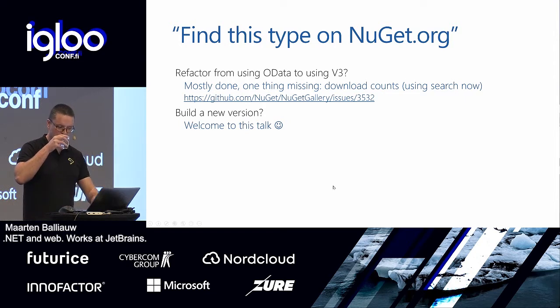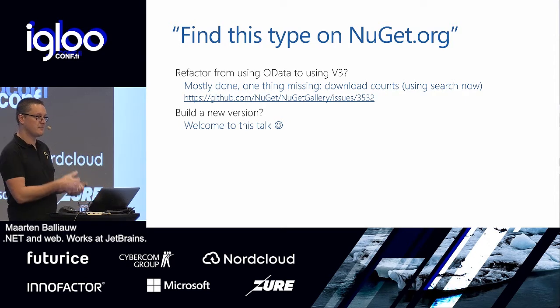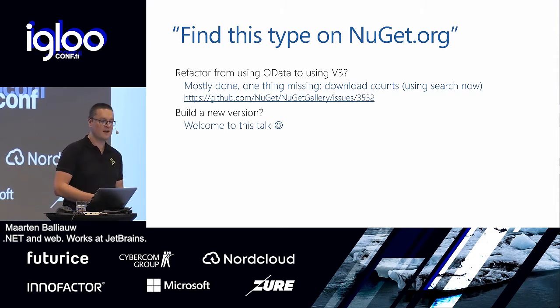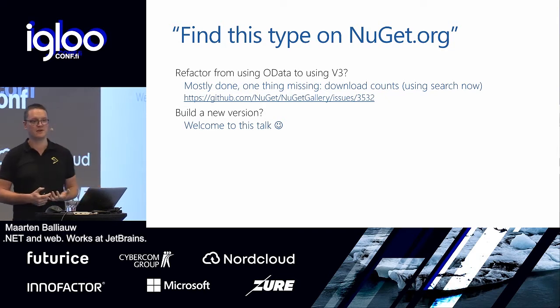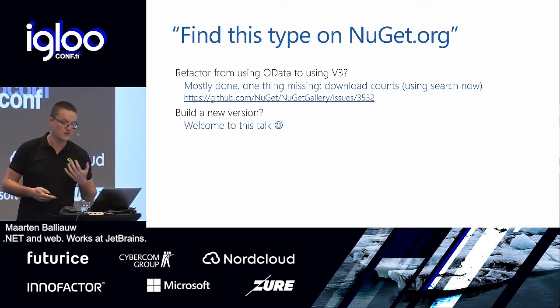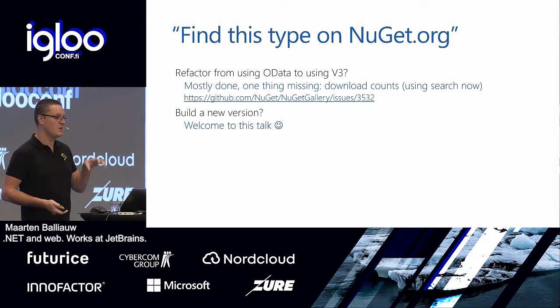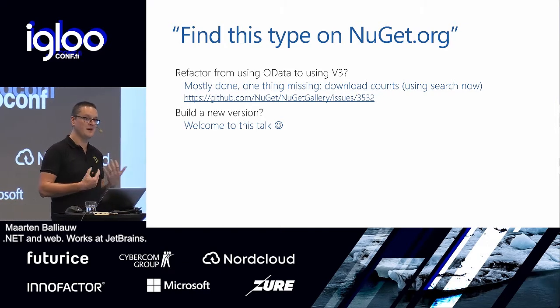Right. So since the OData feed is disappearing, since it's not as performant as we would like it to be, we thought, well, should we refactor our existing find this type on NuGet.org in ReSharper to make use of this new v3 API? And we actually did that exercise. We have that running inside of a cloud service in web and worker roles, and that's basically whatever is still powering that search that we have in ReSharper.